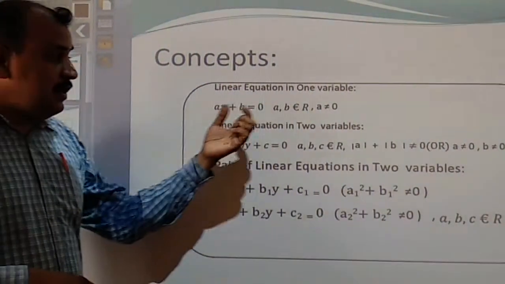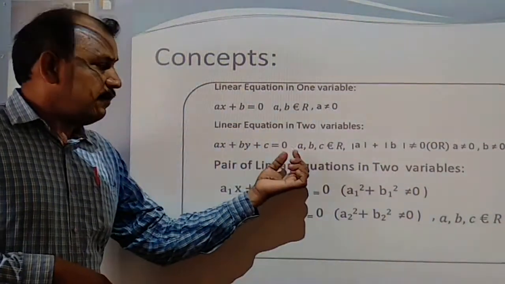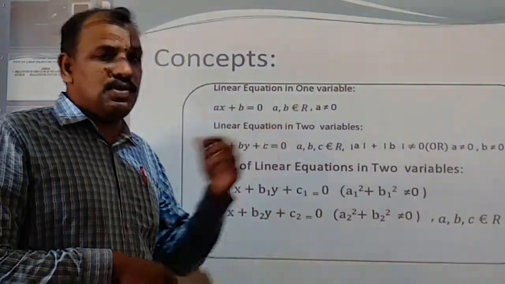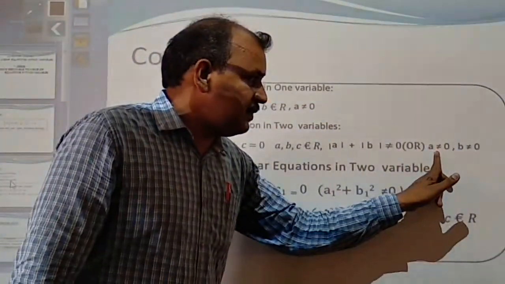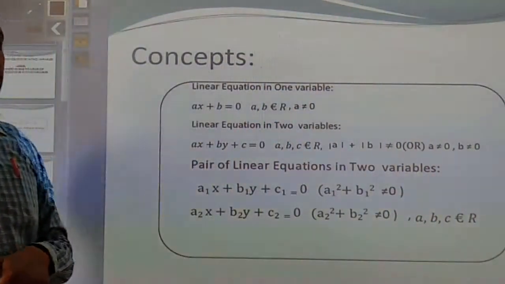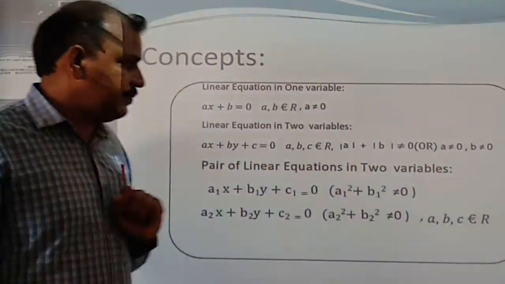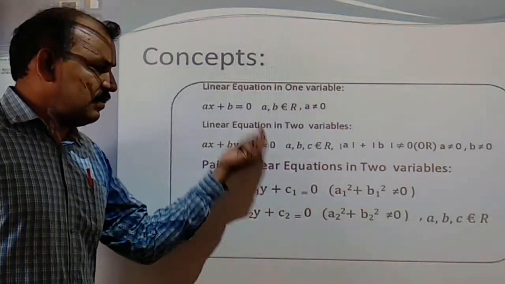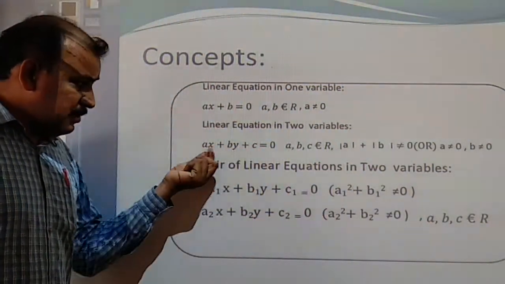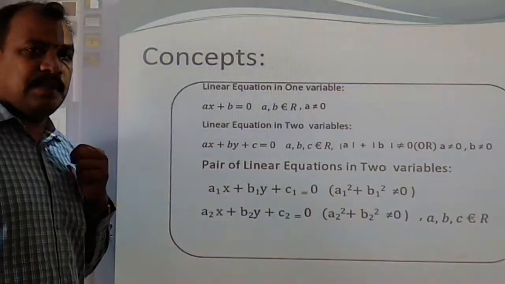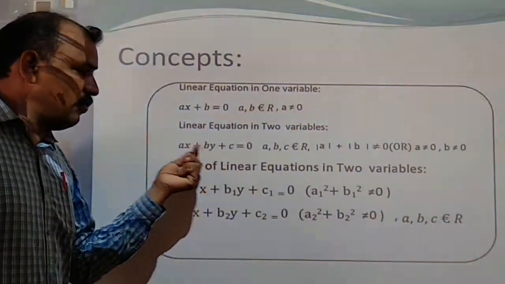Second point, linear equation in two variables. ax plus by plus c is equal to 0, where a, b, c belong to R, mod a plus mod b not equal to 0, or a not equal to 0, b not equal to 0. This equation has two variables x and y. This expression having the equal sign is called an equation. But these two variables have the power 1. That means linear. So this is a linear equation in two variables.